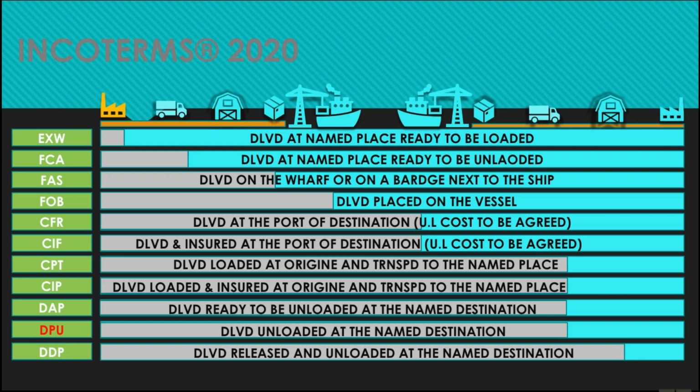Hello everyone, we continue with DPU, the second member of the family. DPU, Delivered at Place Unloaded. The definition is: delivered unloaded at the named destination.